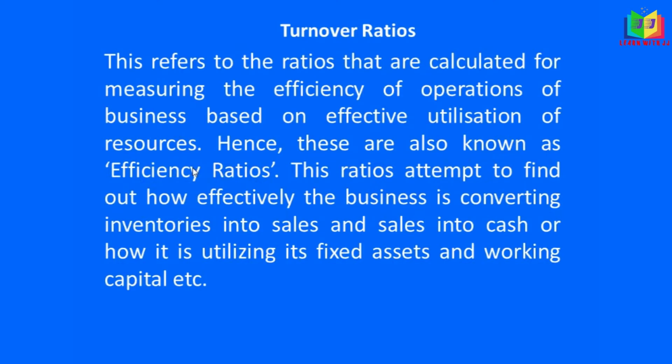This ratio is also called activity ratios. These ratios attempt to find how efficiently the business is converting inventories into sales and sales into cash. They help us to know how the inventories are converted into sales and the sales are again converted into cash, or how it is utilizing its fixed assets and working capital. It also tells us the utilization of the fixed assets and the working capital.